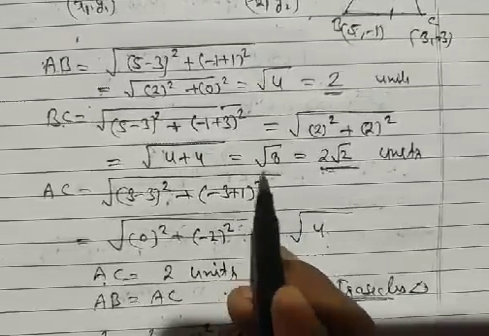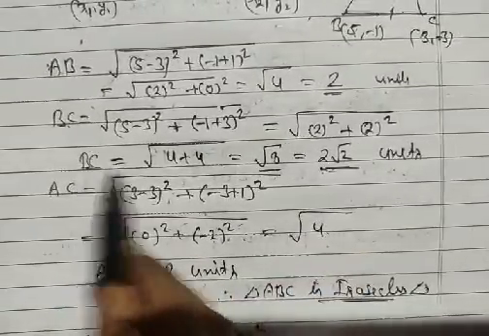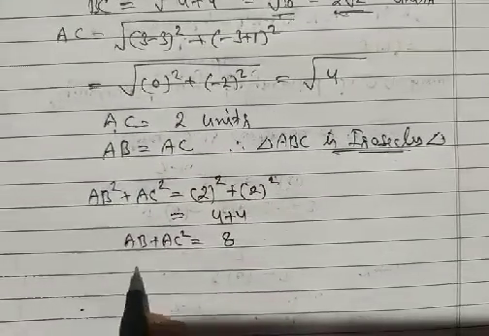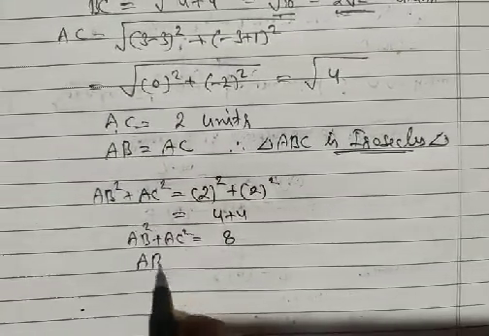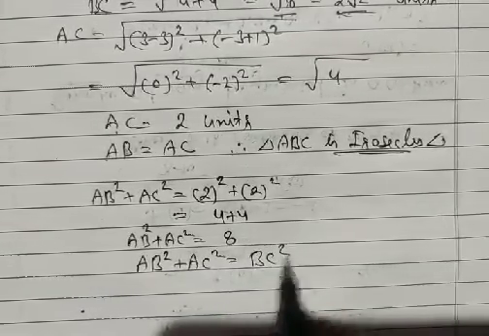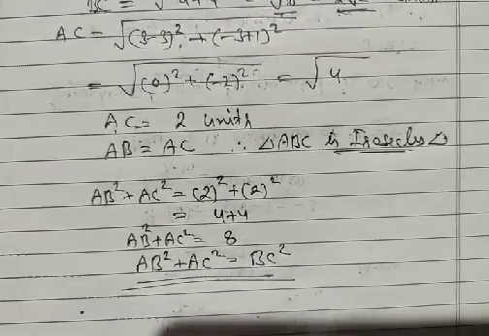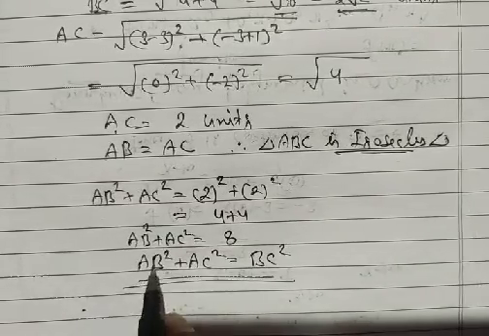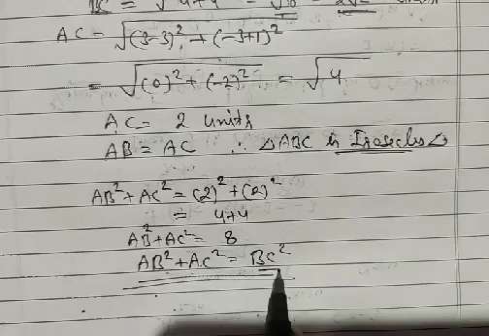Our BC is root 8 and our AB is equal to 2, so AB square plus AC square is equal to BC square. This is our Pythagoras theorem. This implies that we get AB square plus AC square equal to BC square.